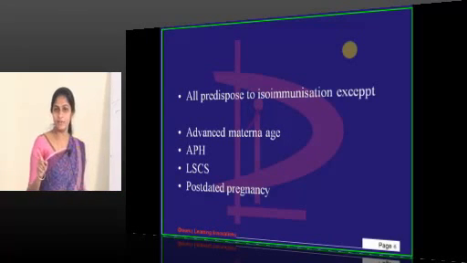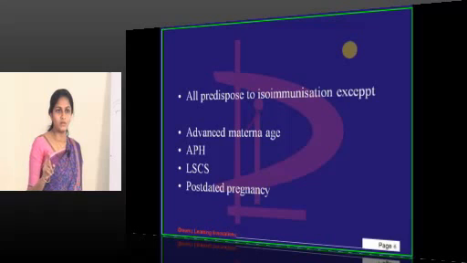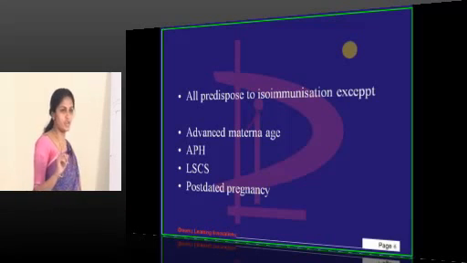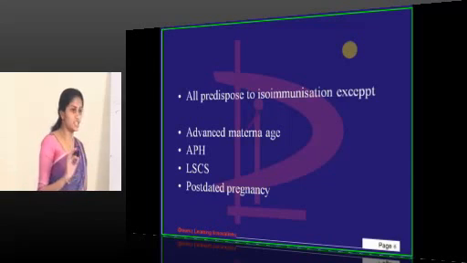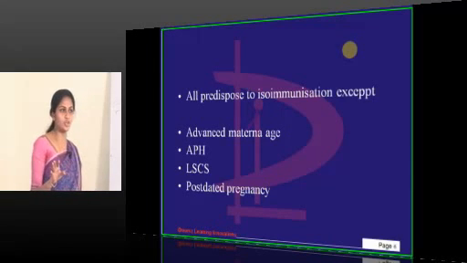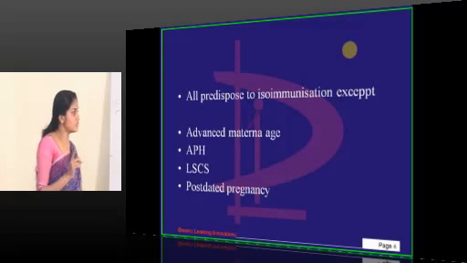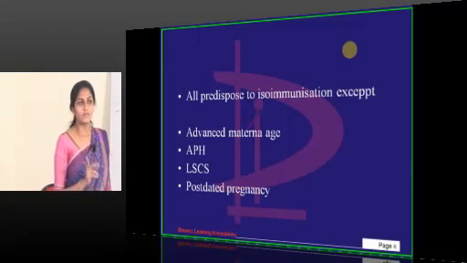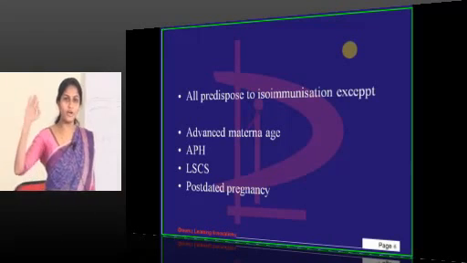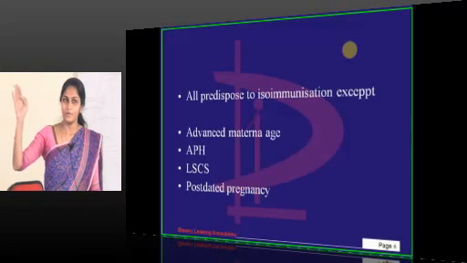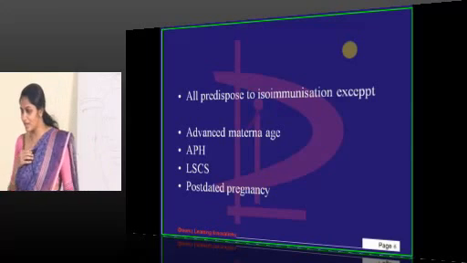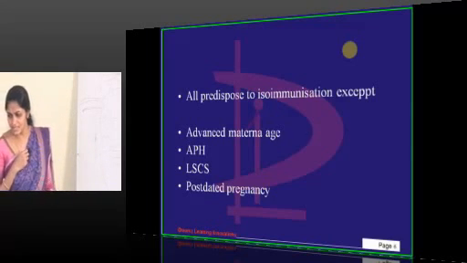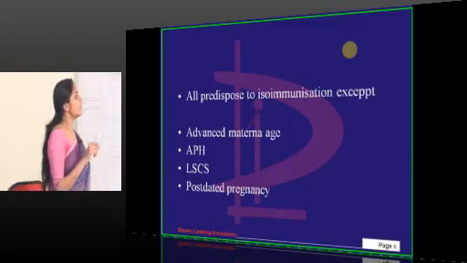So any bleeding will cause sensitization. So APH, what is APH? Antepartum hemorrhage. So you ruled out section or labor, whatever, anything is going to cause transfusion and sensitization once again. So post-dated and advanced maternal age, which is it? How many of you for D? No D? The answer is A, advanced maternal age.